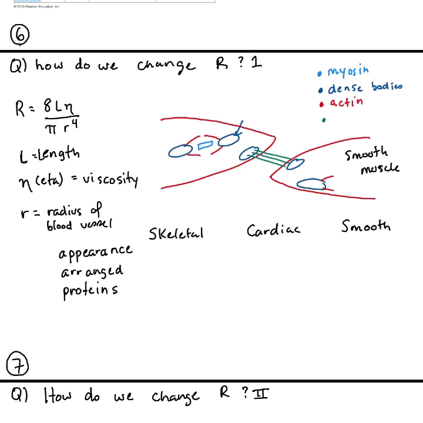Now, what you'll notice is that because they're not organized, they don't have this orderly arrangement of sarcomeres, then they won't necessarily pull in one direction. They don't always pull in the same direction, and that's actually by design. What that allows is you to attenuate force in lots of different ways, because you can exert force in different directions.